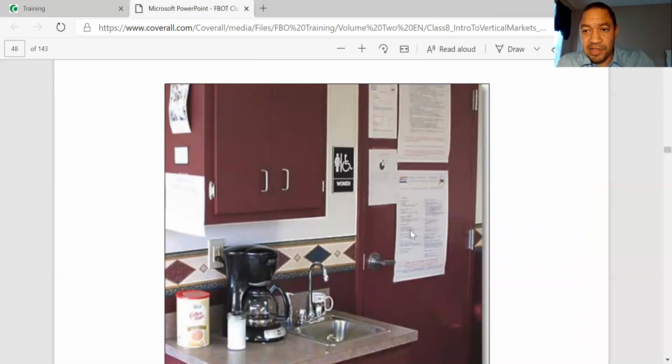The coffee area, same thing. We are responsible for cleaning the sinks inside the kitchen or kitchenettes. But if it's full of dishes, we're not paid to wash dishes.